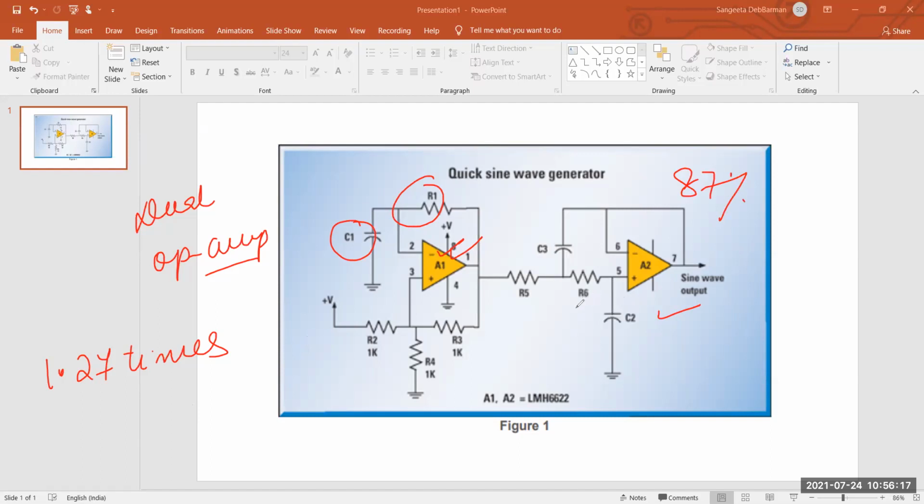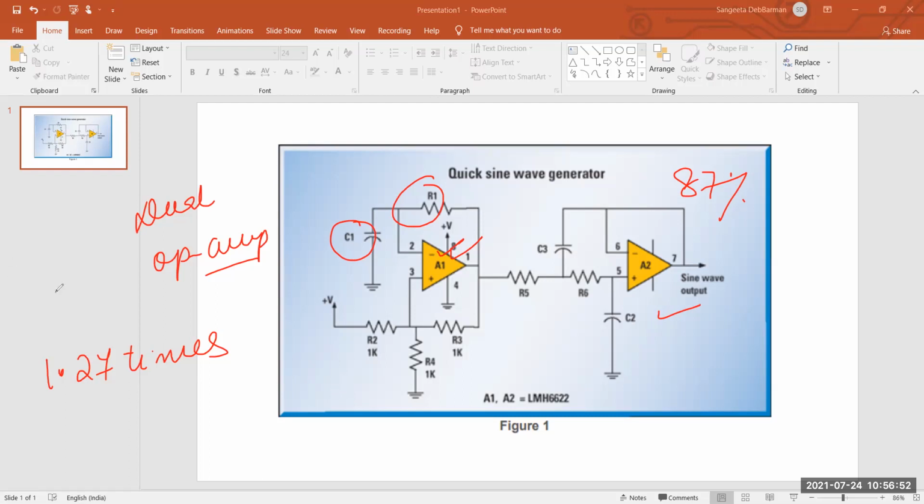So don't think that the square wave output we are getting from A1 is converted exactly 100% into a sine wave. No, it doesn't happen like that. 87% of the square wave signal gets converted to the sine wave amplitude. The peak of this wave actually depends upon the supply voltage of the amplifier, whatever you are using. And the peak of the square wave will change according to the supply of the amplifier.